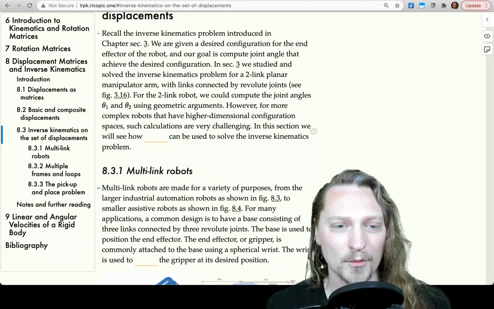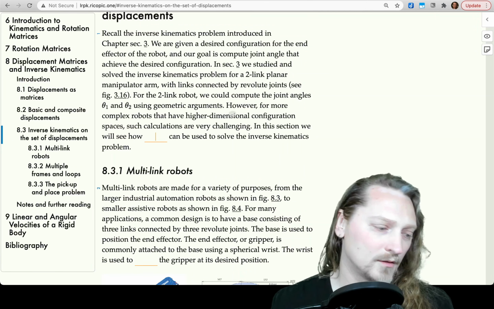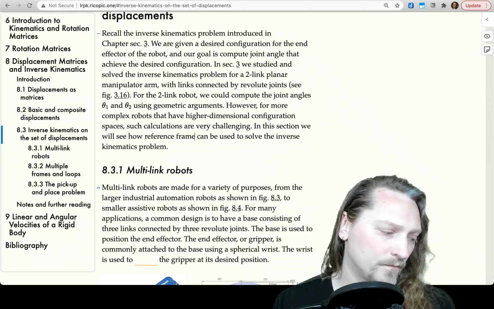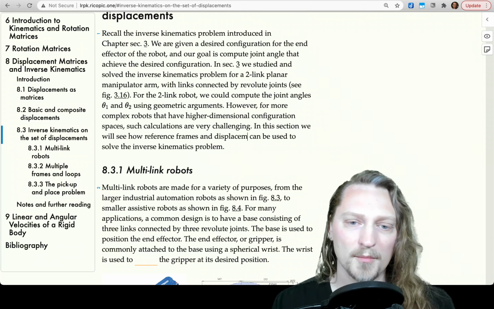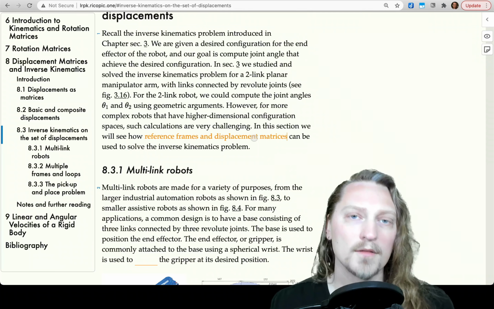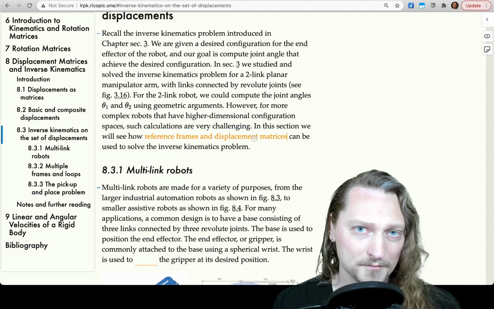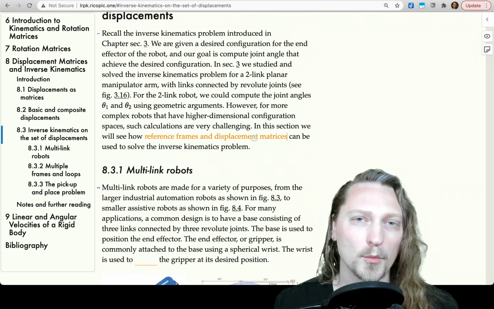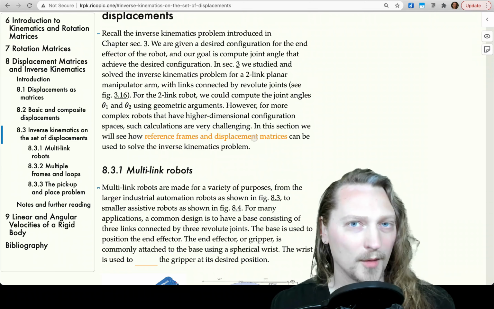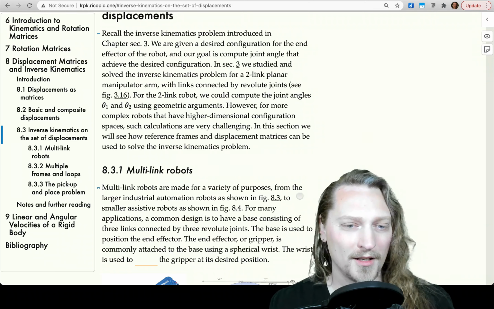In this section, we will see how reference frames and displacement matrices can be used to solve the inverse kinematics problem. Alright, it's a more systematic approach, which of course we prefer for complicated problems, right?